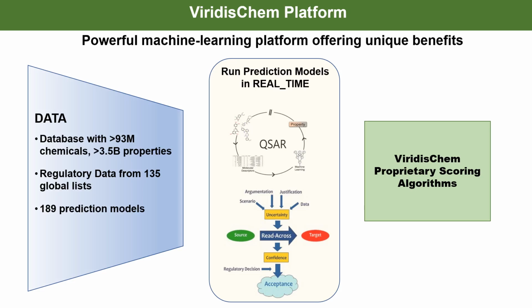Wherever there are data gaps, ViridisChem utilizes industry-standard prediction models to generate in silico data. Utilizing the 48 properties per chemical and OECD guidelines, ViridisChem has developed its own proprietary algorithms to provide ecological, health, and safety scores in terms of 56 different endpoints.